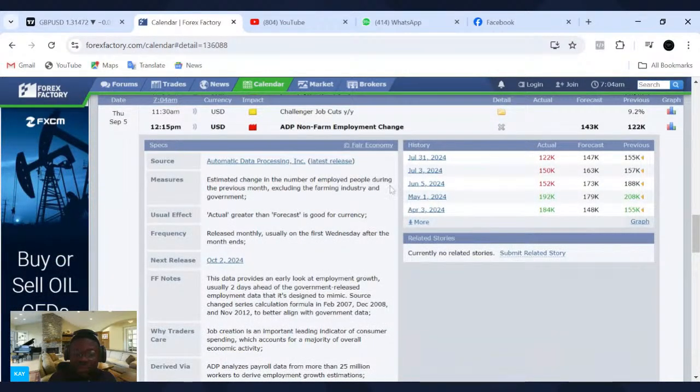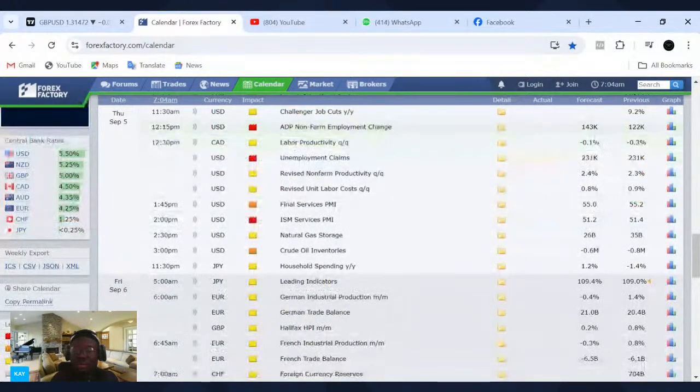So if you want to know more details about what the economic event means, it says: estimated change in the number of employed people during the previous month, excluding the farming industry. If actual is greater than forecast, it is good for the currency. So this is just employment data. If the forecast is higher than this, but this is just an assumption, this is not real data.